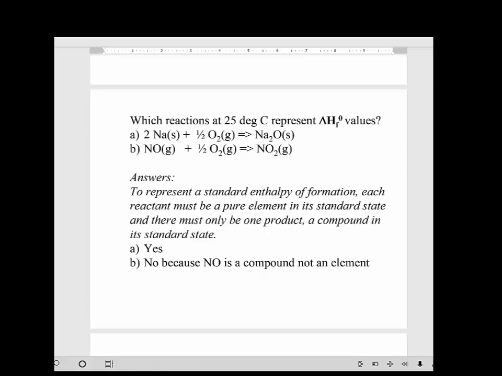Which reactions at 25 Celsius represent standard enthalpies of formation? So, first reaction, 2Na plus 1/2 O2 goes to Na2O, and in the second reaction, NO in the gas phase plus 1/2 O2 goes to NO2. Right, so the first one actually represents a standard delta H value because the reactants in standard states as atoms or molecules form a compound. But in the second reaction, this does not represent a standard delta H value because one of the reactants is actually a compound and not an element in its standard state.